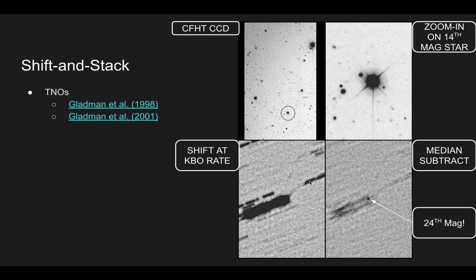Now we're going to take the median of each of those images and subtract it from each of those exposures. And so now when we look at this, the shifted median subtracted data, most of the stellar flux has disappeared, leaving a 24th magnitude object easily visible that would otherwise have been totally overwhelmed by the flux from the 14th magnitude star.